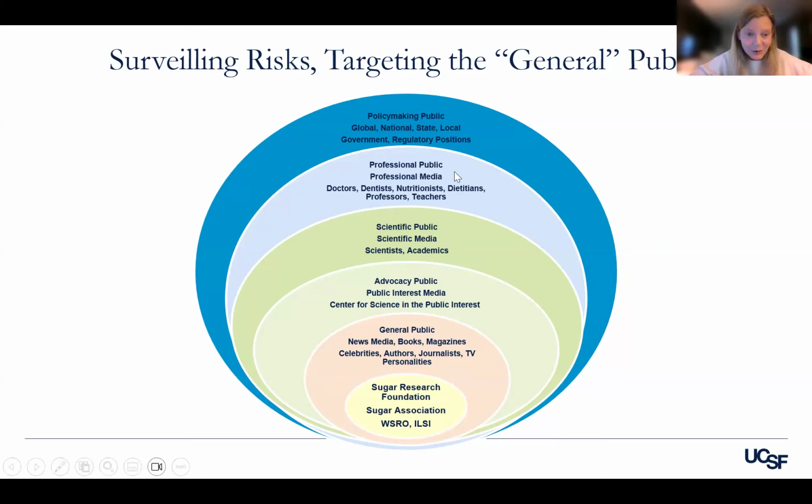Also the professional public, so doctors, dentists, our own professional publications, nutritionists, dietitians, professors, teachers, they're also scanning for what we're saying about sugar and health. And then finally, looking at the policymaking public at the global level, national, state, and local, anyone with any kind of influence on government and regulatory positions, the sugar industry is surveilling and paying attention to. So with that sort of general overview, I'm going to dive into a specific example having to do with dentistry. I'm going to concentrate on the professional public layer here and look at us as dentists and how the sugar industry has looked at us as a risk to the health of the sugar industry.